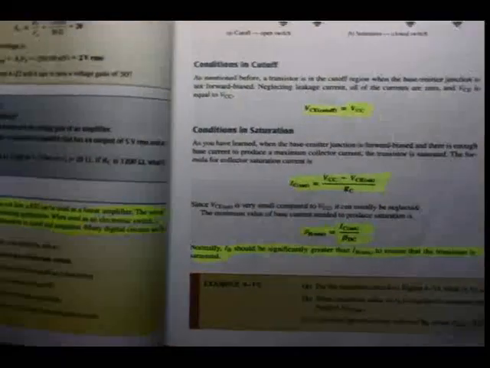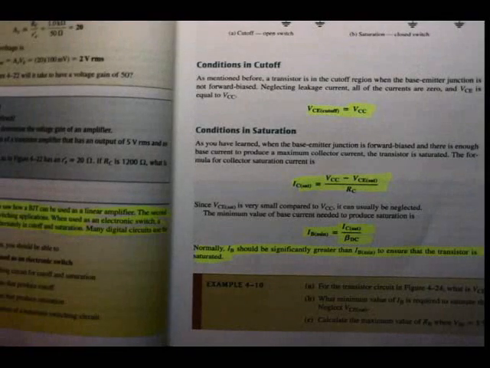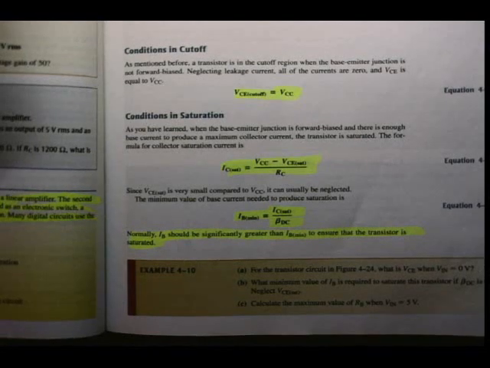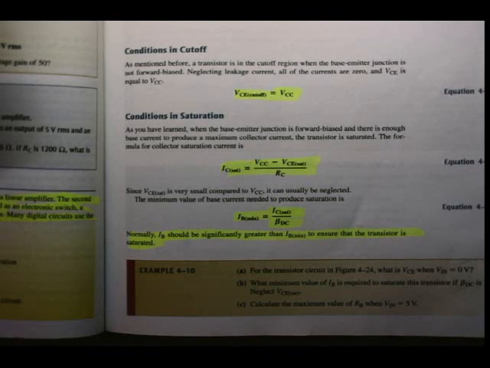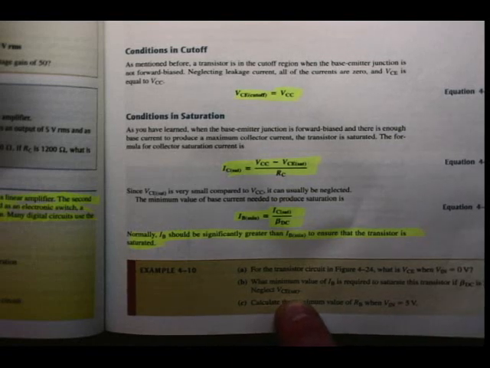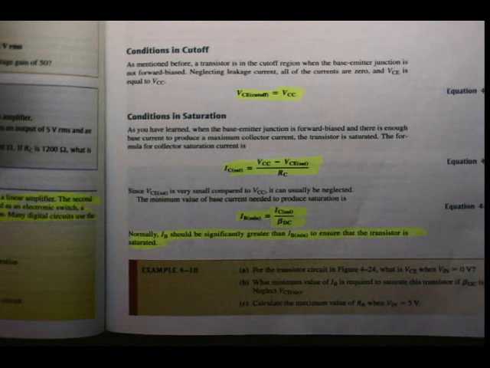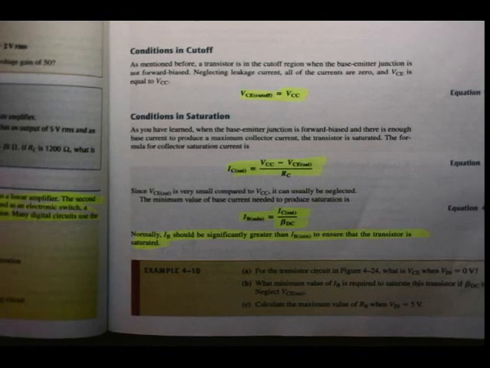But anyway, go and work through the example there. It asks there, for instance, at 4.10, for the transistor circuit in figure 4.24, what is VCE when V in is 0 volts? Second part, what minimum value of IB is required to saturate this transistor if beta DC is 200? And look here, neglect VCE sat. Always read the question, because if that isn't written there, then of course I cannot neglect the value of VCE. The last part there is calculate the maximum value of RB when V in is equal to 5 volts.